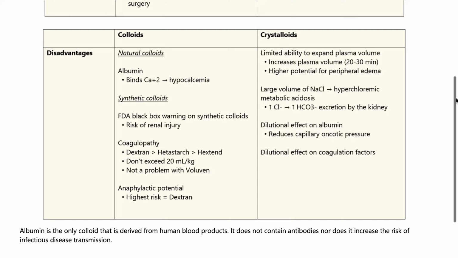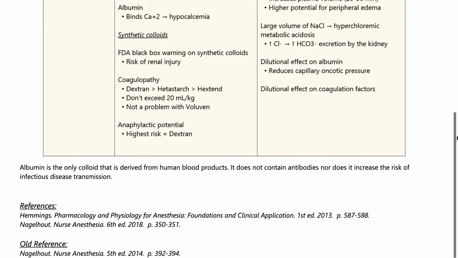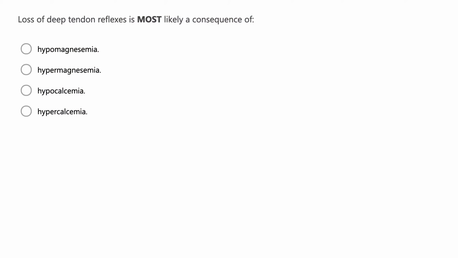Regarding crystalloids, disadvantages include limited ability to expand the plasma volume. It increases plasma volume for about 20 to 30 minutes, and there's a higher potential for peripheral edema. A large volume of sodium chloride can lead to hyperchloremic metabolic acidosis. This is because an increase in chloride results in an increase in bicarb excretion by the kidney. There's also a dilutional effect on albumin, which reduces capillary oncotic pressure, and a dilutional effect on coagulation factors. Albumin is the only colloid that is derived from human blood products. It does not contain antibodies, nor does it increase the risk of infectious disease transmission.